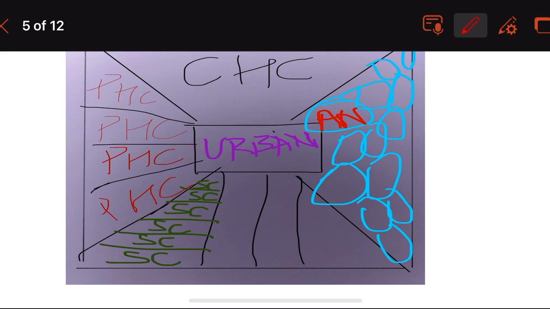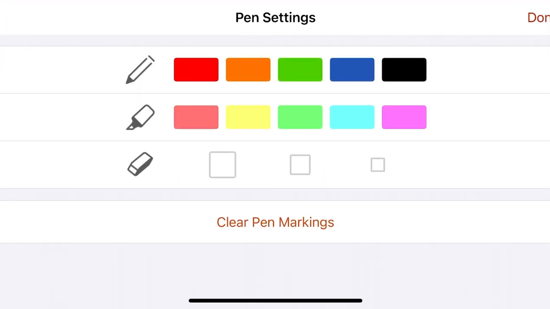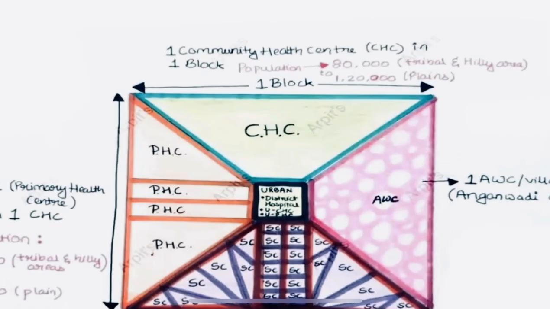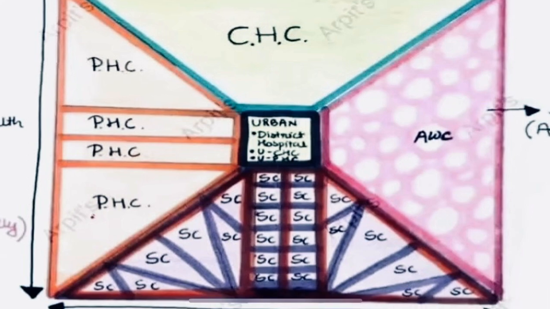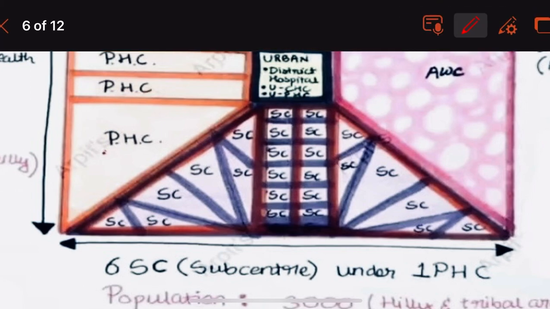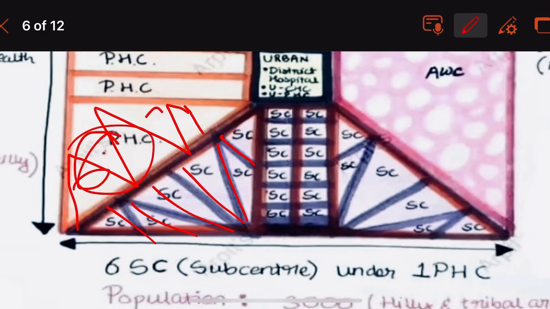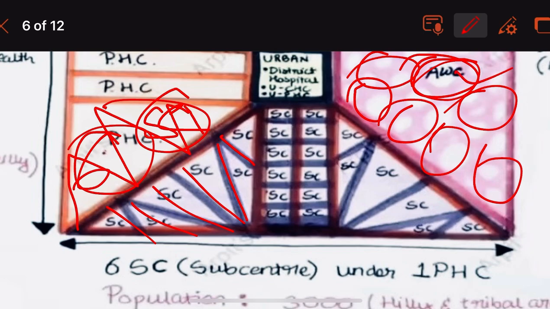And now all the villages together will form one block. And for each village they had an Anganwadi center. So we had a picture here. We see one block, another block, third block, fourth block. So we have one CHC, 4 PHCs, and under each PHC we have 6 sub-centers. You can see 1, 2, 3, 4, 5, 6. So all the villages together will form one block, and each village had an Anganwadi center.